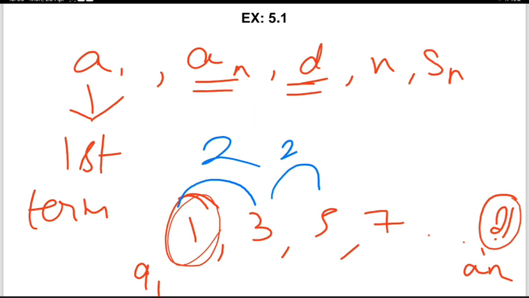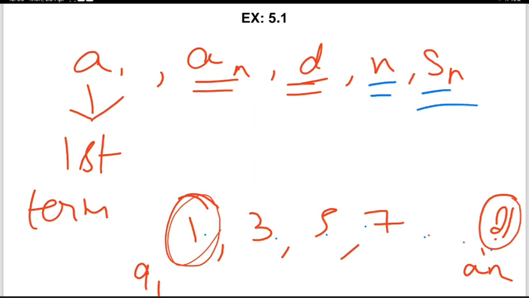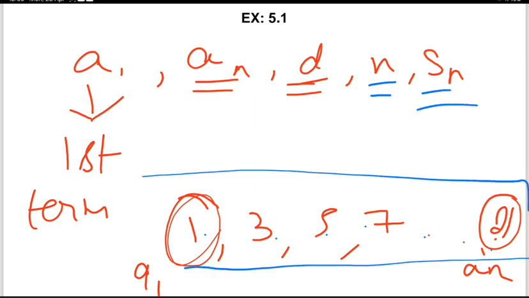Now, n means the number of terms, that is, how many terms there are in an AP. Here, 1, 3, 5, 7 and so on, up to 21, there are approximately 15 terms. So the number of terms is known as n. And Sn is the sum of all these terms, the sum of all the terms of the AP.